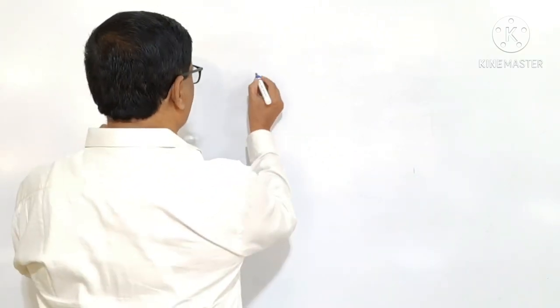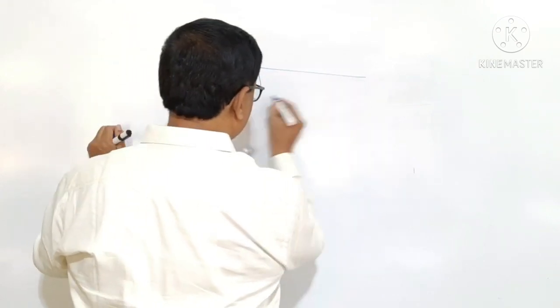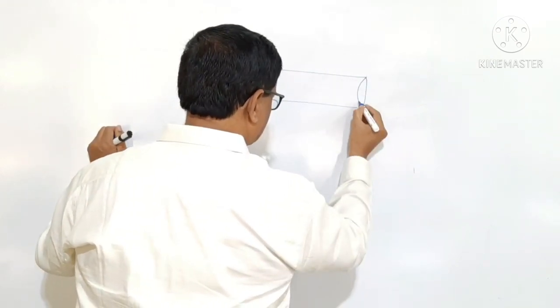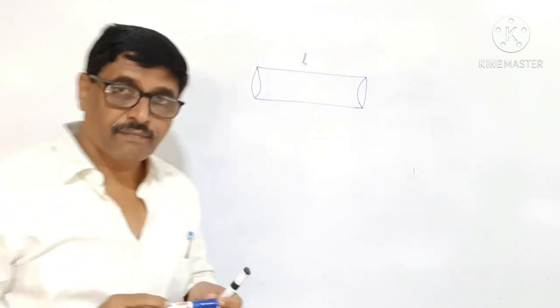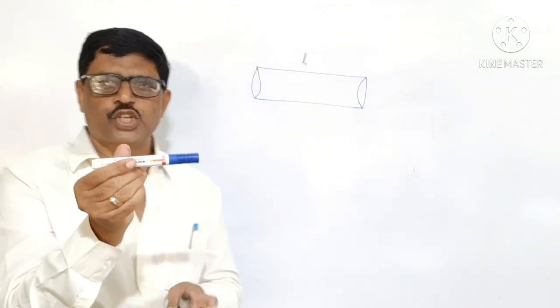समजा आपल्याकडे एक कंडक्टर आहे, L लांबीचा कंडक्टर आहे असं समजूया. Let us consider I got a conductor of length L. The length of the conductor is L. हा कंडक्टर आहे ज्याची लांबी L आहे.